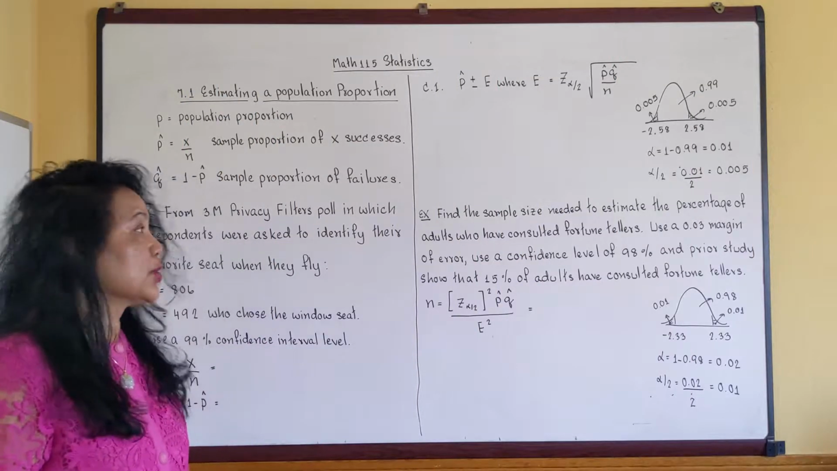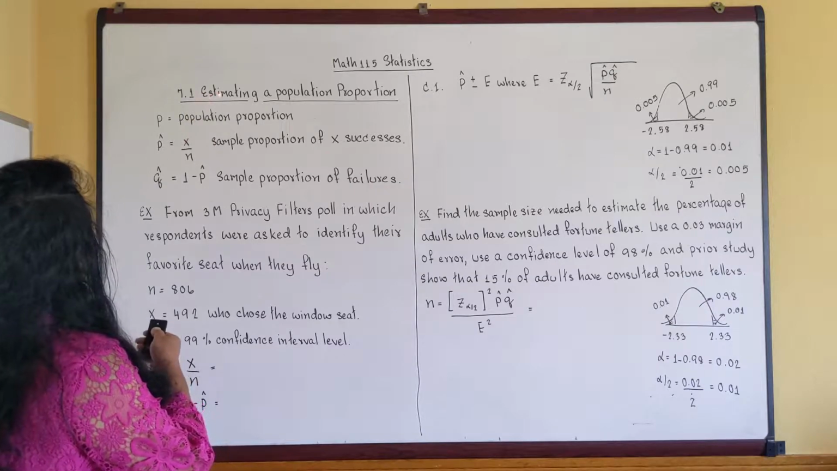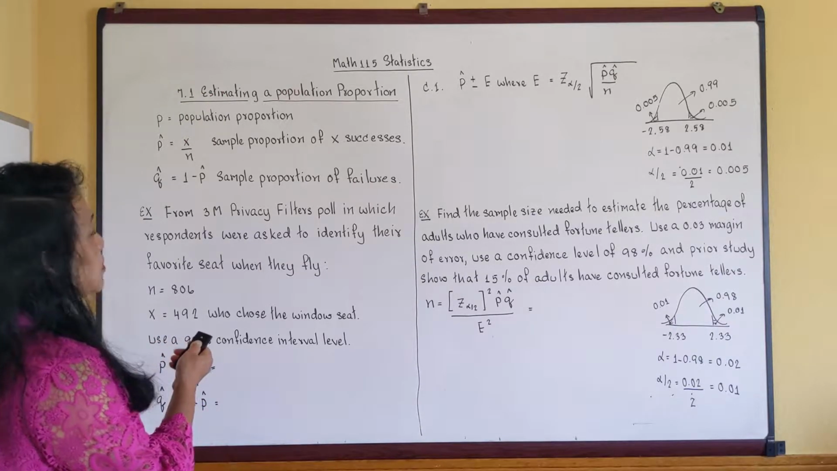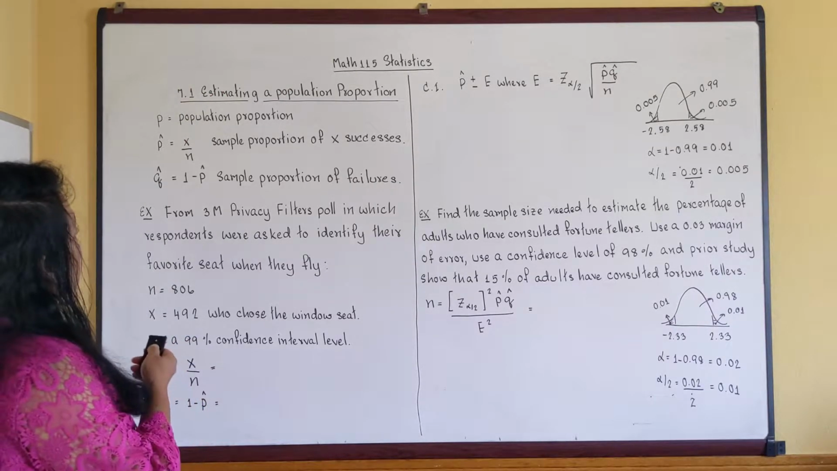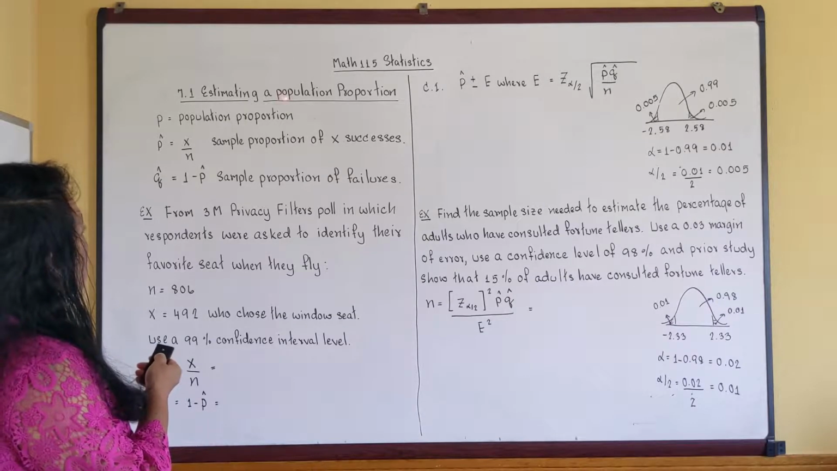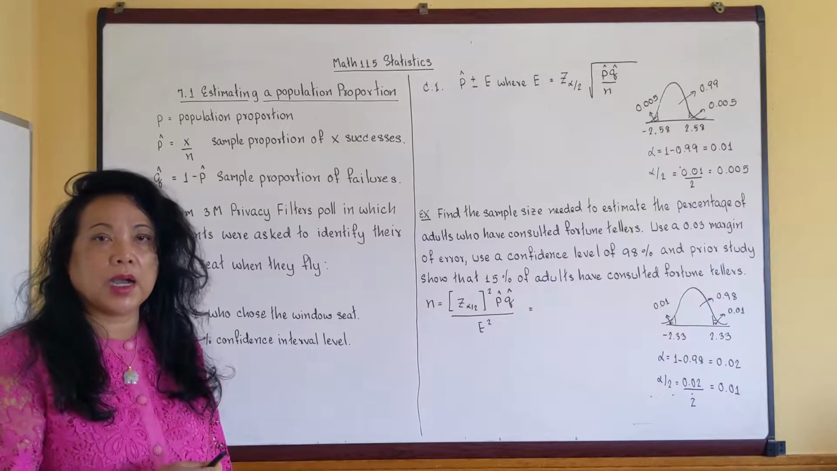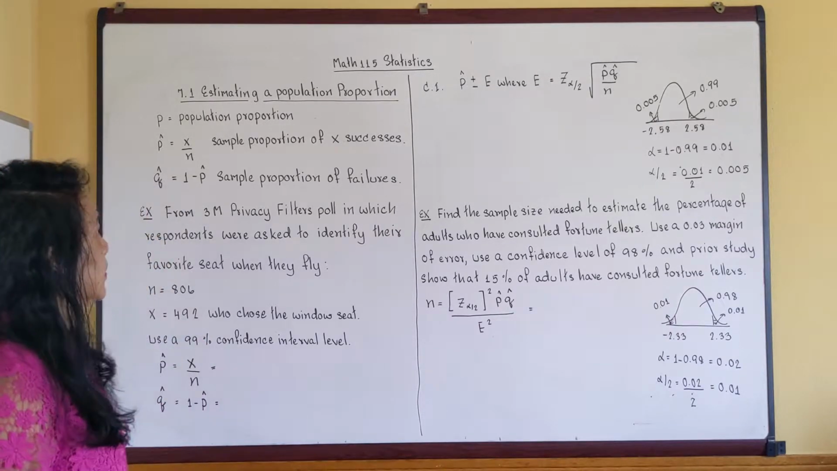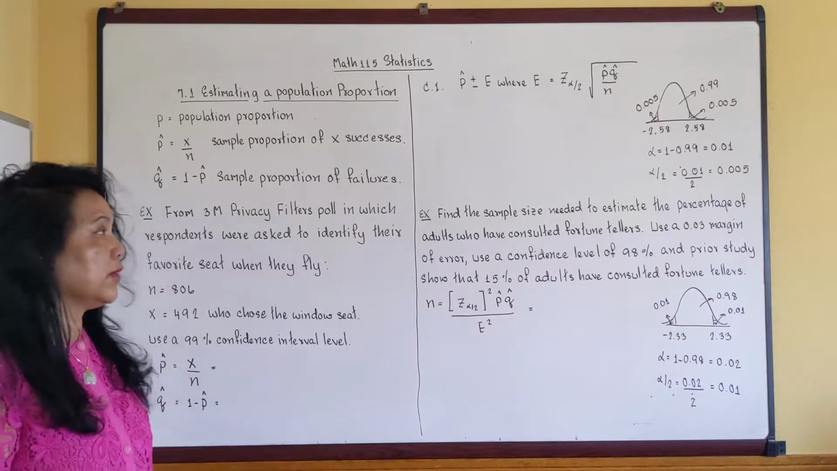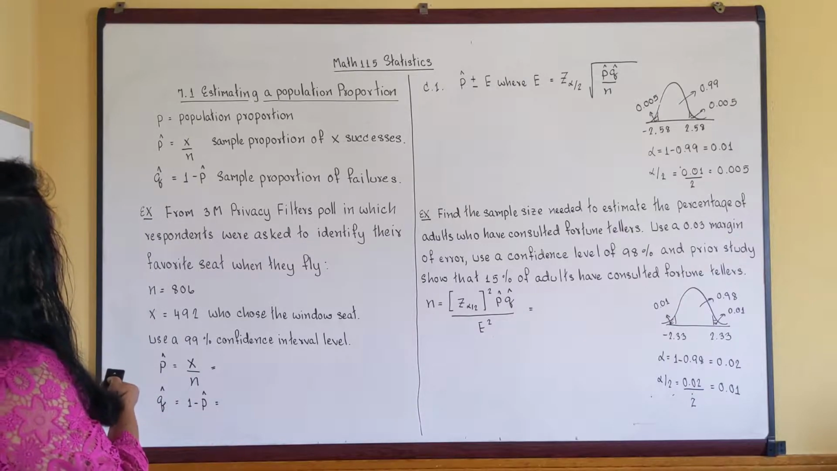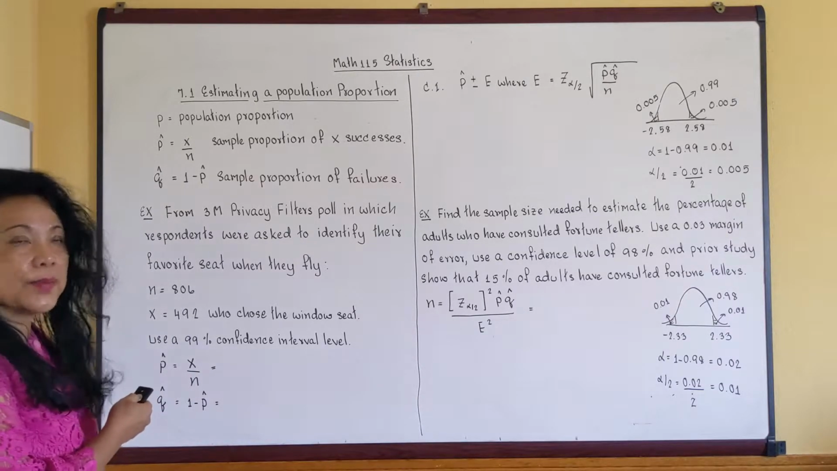Let's continue to our next section, 7.1, estimating a population proportion. We're going to take a sample and use the sample to estimate the population proportion. Proportion here is part out of whole, or sometimes it's in percent, which means out of 100. So let's go over some notation.